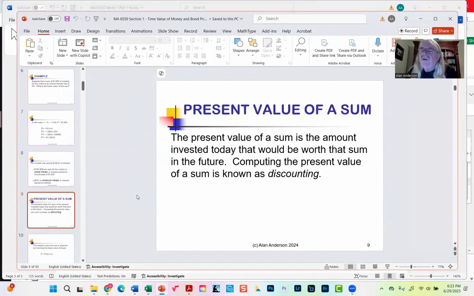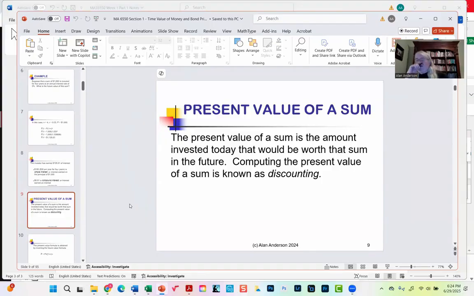Now, what if we want to do this in reverse? Imagine yourself saying, I need to save $10,000 in 4 years to buy my dream car or something like that. The question is, how much would you have to put in the bank now in order to ensure that you have the right amount in the future?